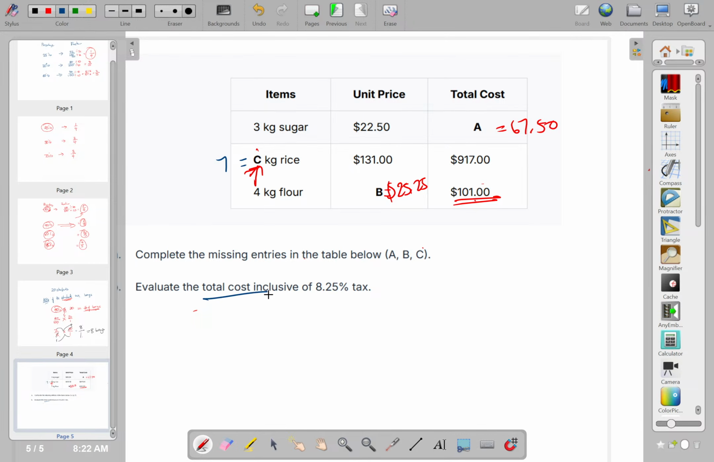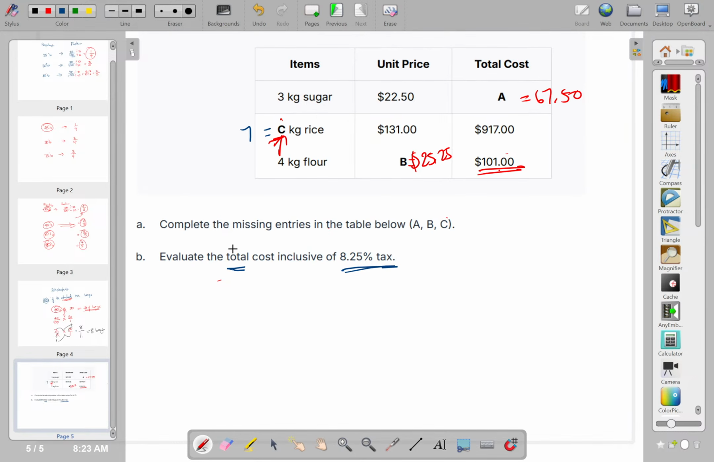It says evaluate the total cost inclusive of the tax. What is tax, everybody? What is tax? Thank you, Michelle. Thank you, Shaniqua. Those are correct. Now, I want to go find this. What is the total cost with the tax included? What would that be?